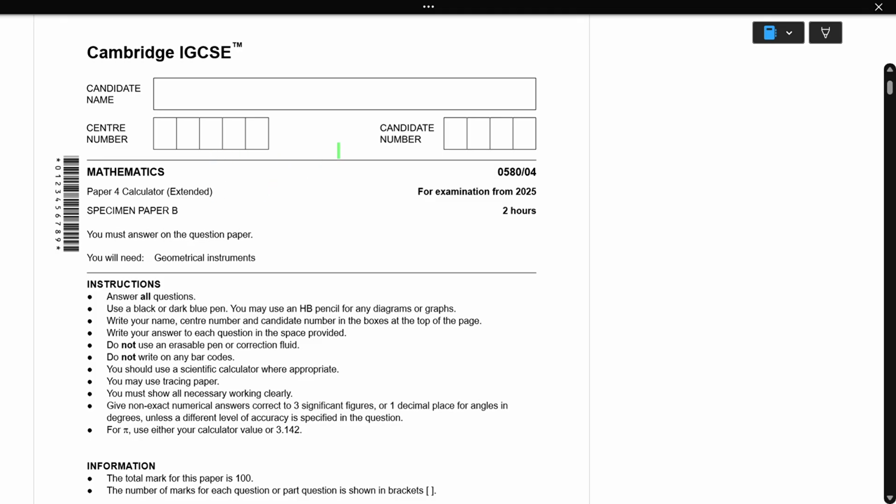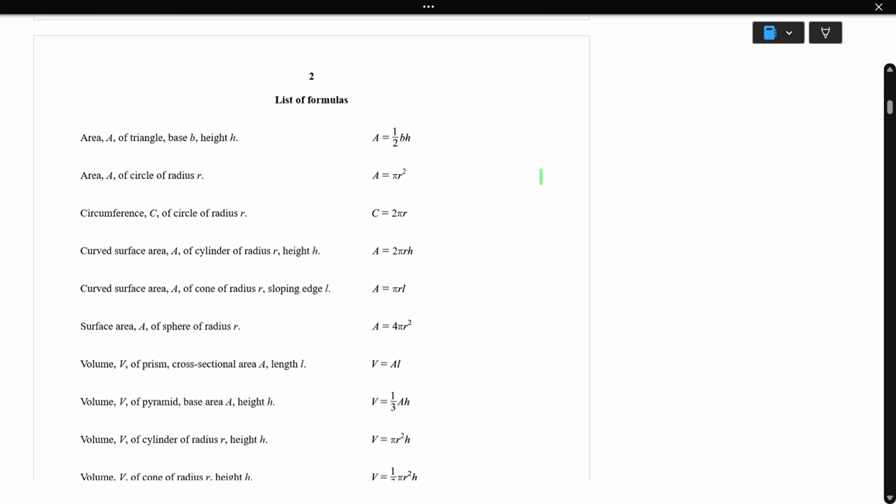Yeah, here it's calculator paper 4 as a practice paper. So practice paper 4, the calculator extended 1058042. Okay, let's go for the first question.